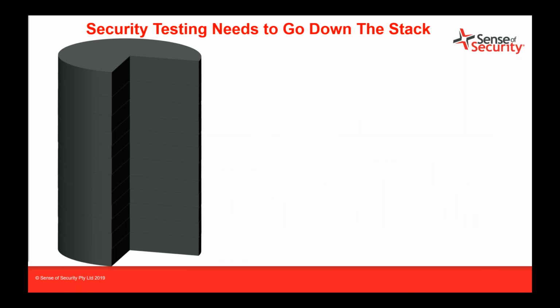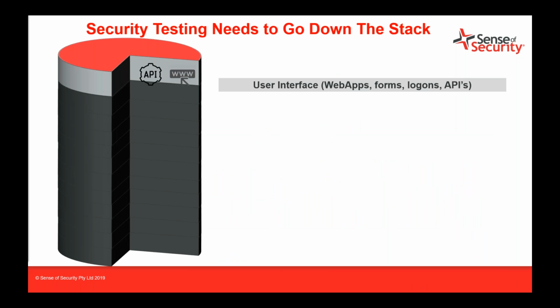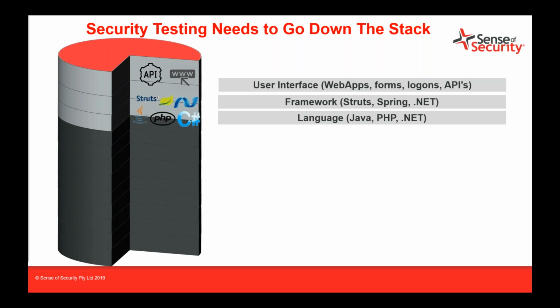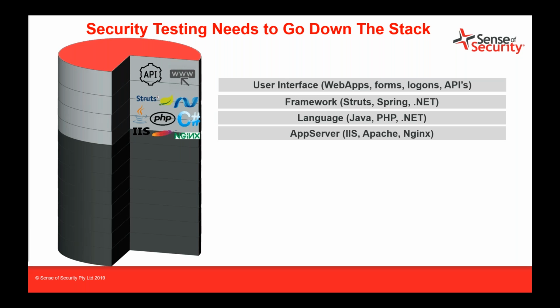So let's have a look at what the complexities are from the top to the bottom of the stack. At the top of the stack, you're ultimately going to have the user interface that people interact with. In this case, web applications, forms, logons, or APIs. Those things are ultimately delivered through frameworks, for example, Struts or .NET. They're written in particular languages, Java, PHP, .NET, etc. And they are served by application servers, Microsoft IIS, Apache, Nginx, etc.